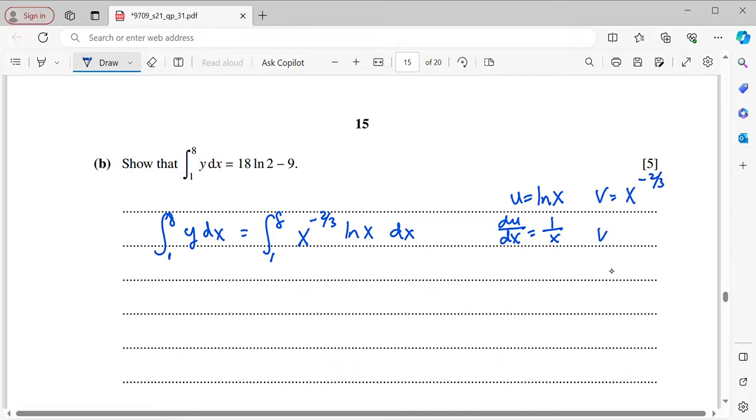So the v is to integrate this. When you integrate x to the power of negative 2 over 3, you plus 1 to the existing degree. So negative 2 over 3 plus 1, you'll be getting 1 over 3, then over 1 over 3. When you simplify this, it is basically 3x to the power of 1 over 3.